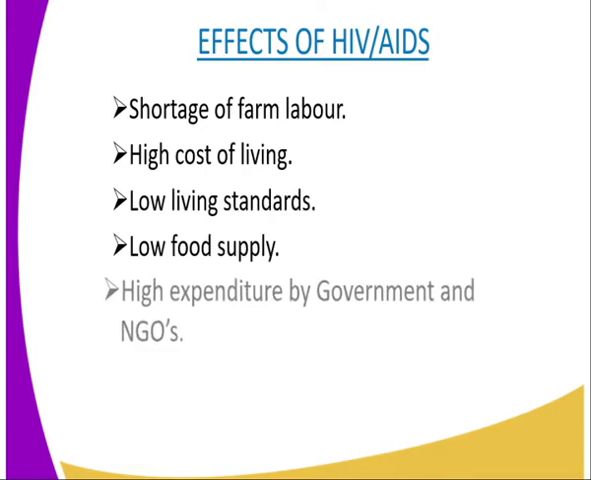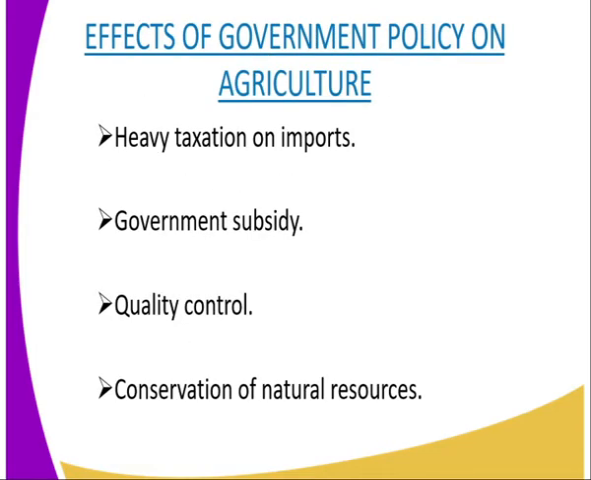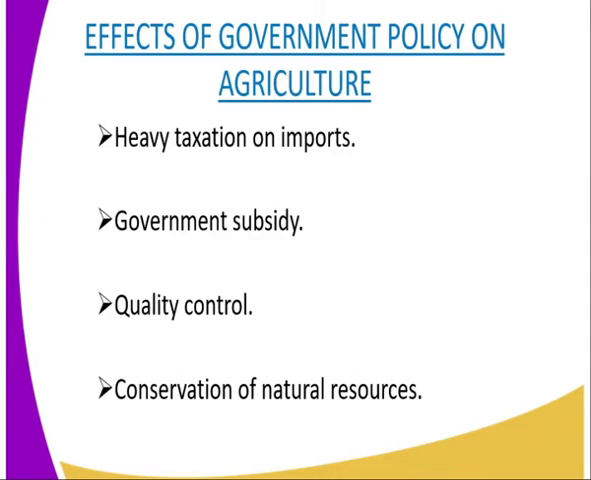So we will go to the effects of government policy on agriculture. That is the third one. And the effects include heavy taxation on inputs. And this will prevent people from importing agricultural commodities from other countries. Why? Because they are taxed heavily, and therefore they will be forced to purchase the locally produced agricultural commodities.